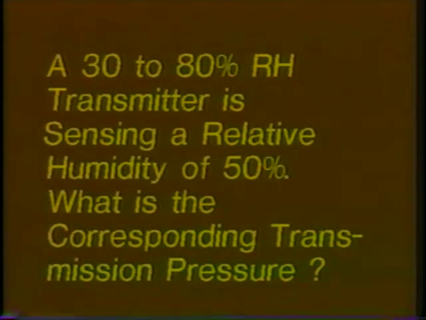Problem number 2. A 30 to 80% relative humidity transmitter is sensing a relative humidity of 50%. What is the corresponding transmission pressure? Please pause the tape now and restart the tape after you've completed the calculations.